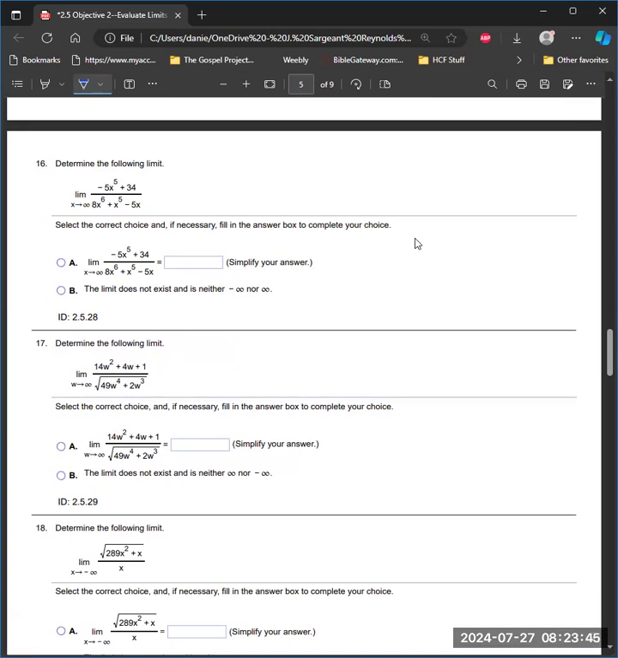Let's go ahead here and divide everything by x to the 6th. Limit as x goes to infinity of negative 5 over x plus 34 over x to the 6th over 8 plus 1 over x minus 5 over x to the 5th is going to be equal to 0 plus 0 over 8 plus 0 minus 0, which is 0 over 8, which is 0.